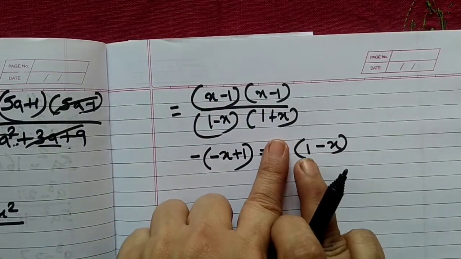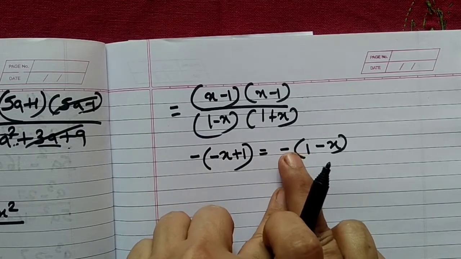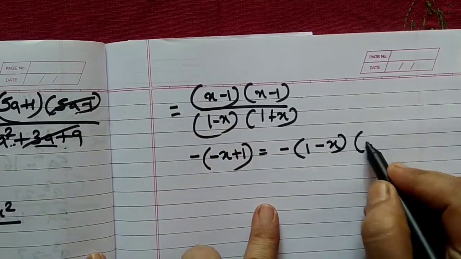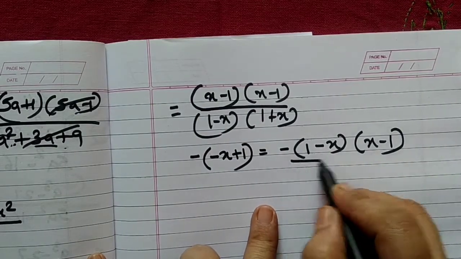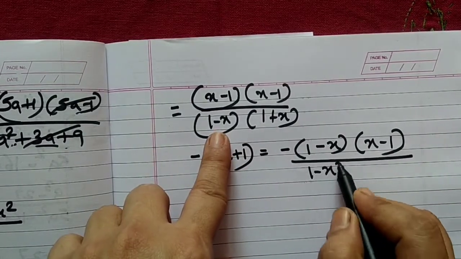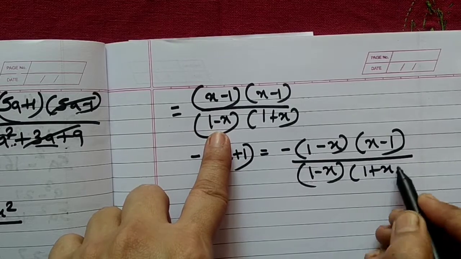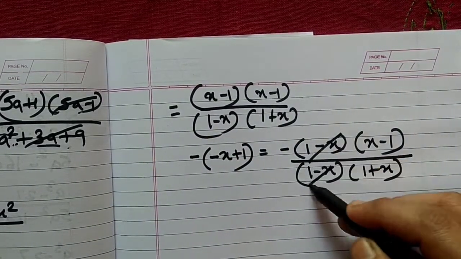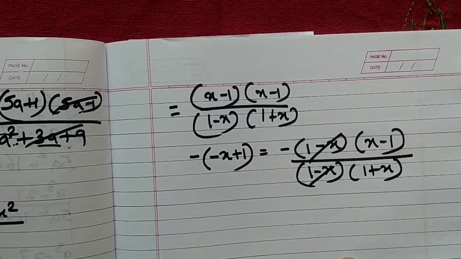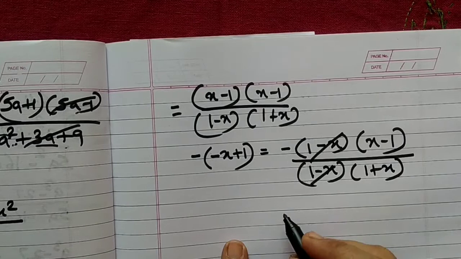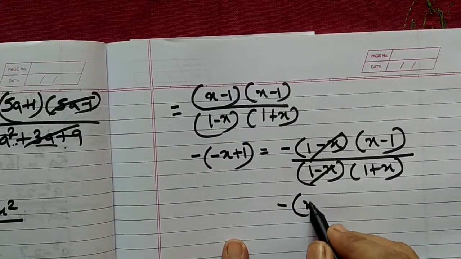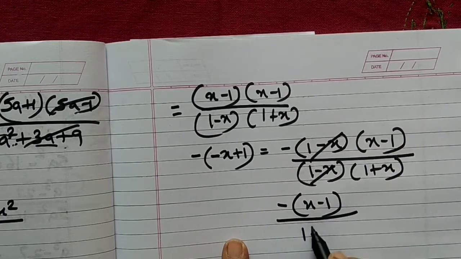So I remove the minus sign. Now when I put the minus sign back, this will be minus 1 and plus x. It is the same. And this x minus 1 I will write as it is. And here now I have 1 minus x into 1 plus x. Now this 1 minus x and 1 minus x will cancel. So what do I have here now? I have minus into bracket x minus 1 upon 1 plus x.